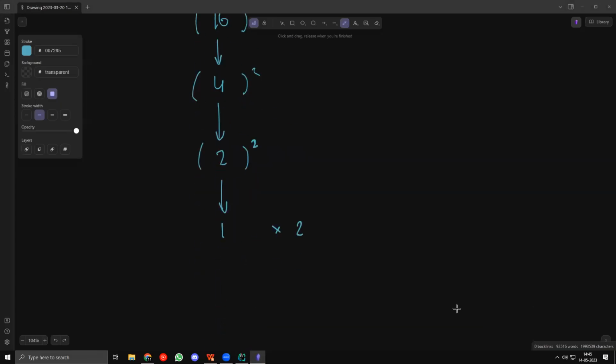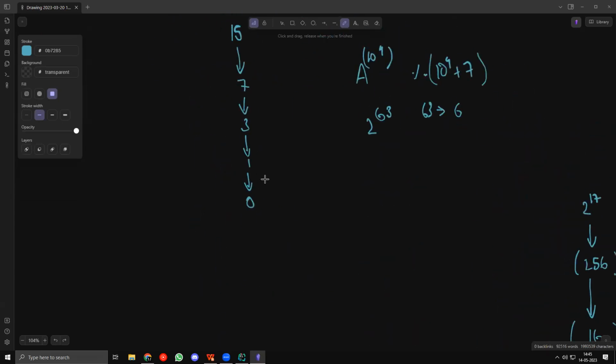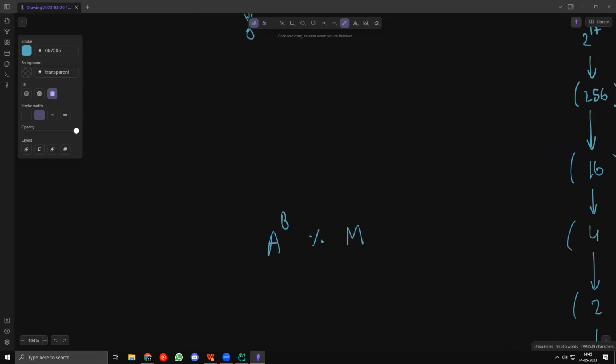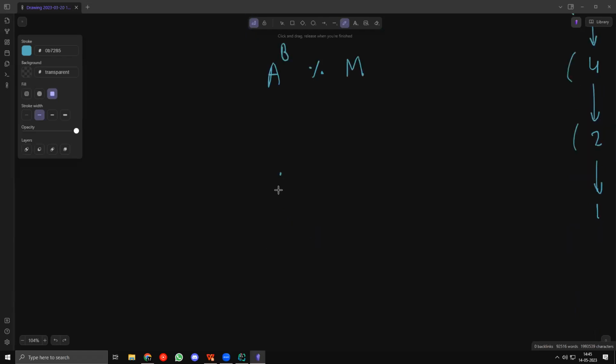Now, let's actually discuss modular arithmetic. Let's discuss modular arithmetic now, and let's see how we can calculate a to the power of b modulo m. Okay, now, does everyone remember how we took modulo of a into a last time?